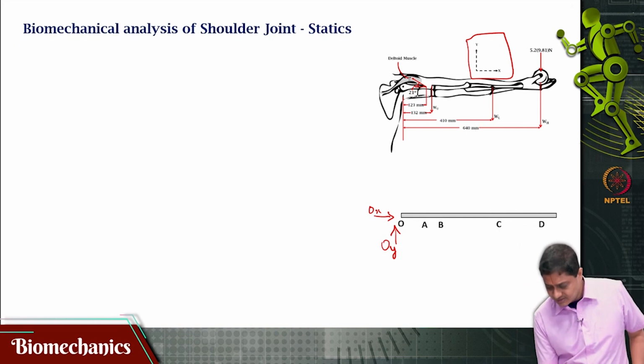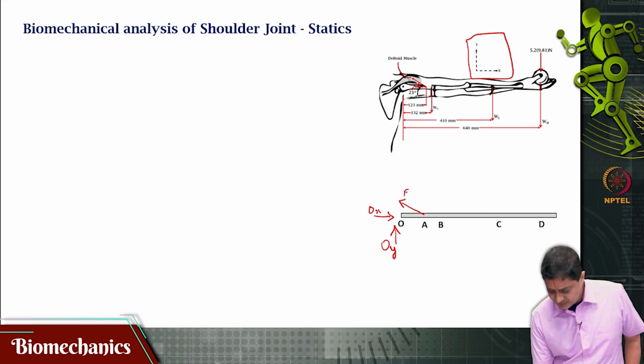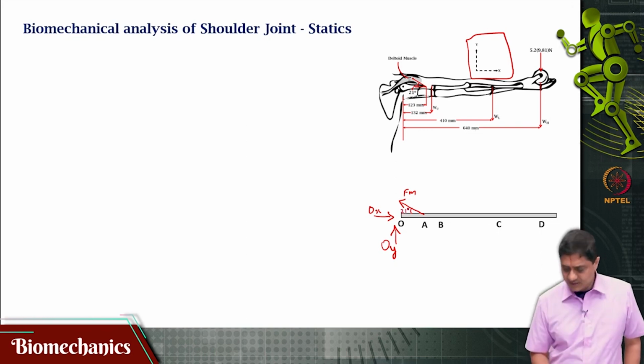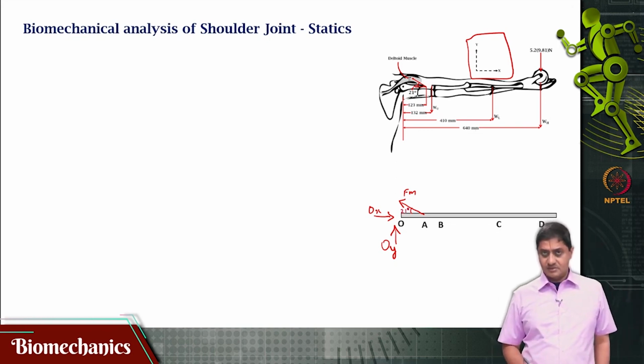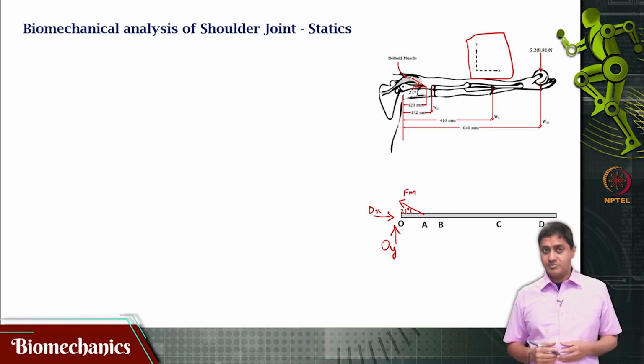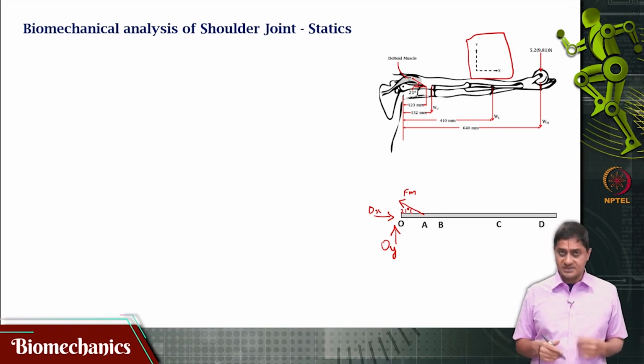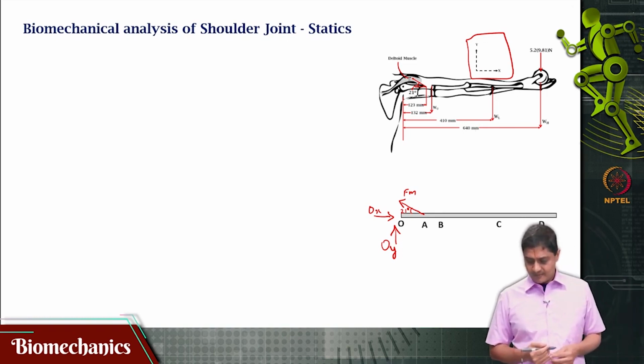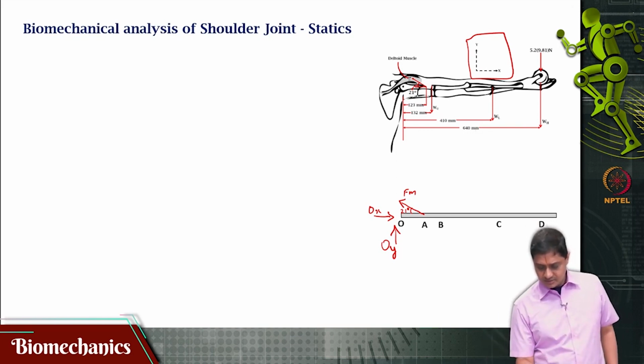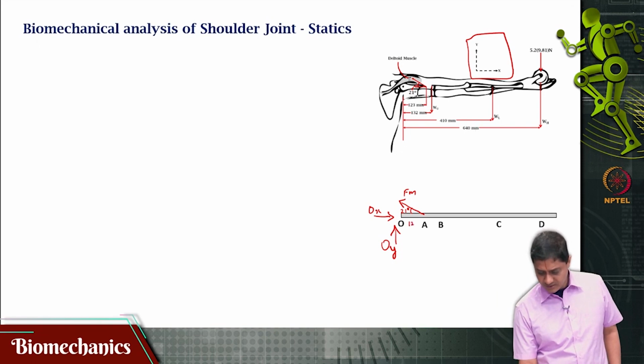At point A is where the muscle attaches, and its force is acting at an angle of 21 degrees, and the force produced by this muscle I am calling Fm. This is what I do not know, this is what I am interested in finding. And that distance is 123 mm.